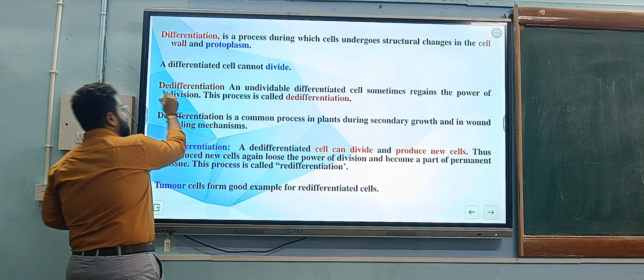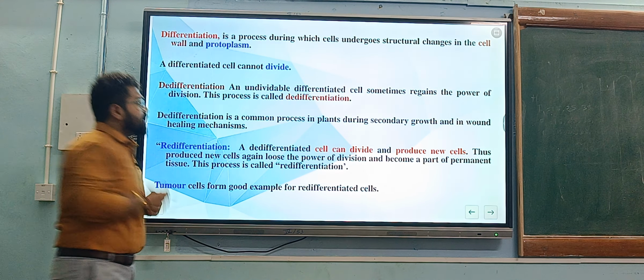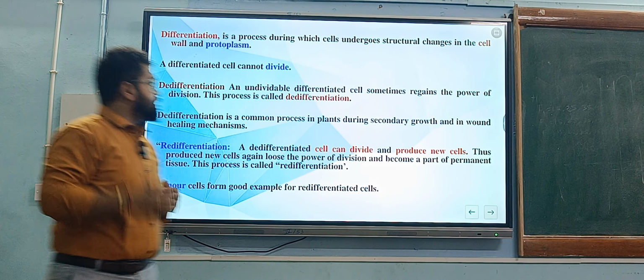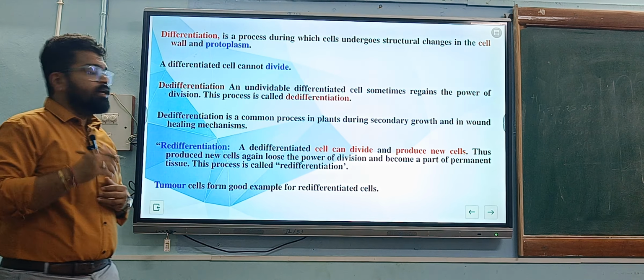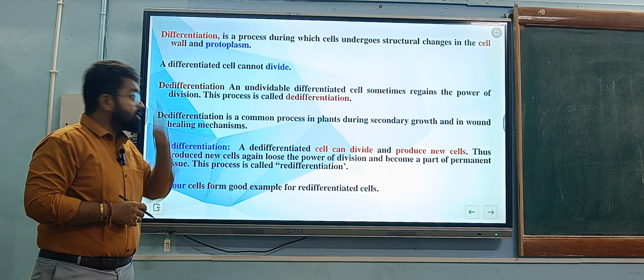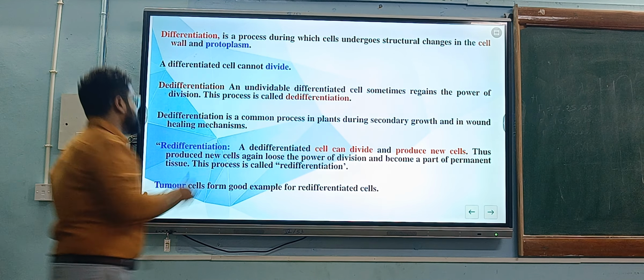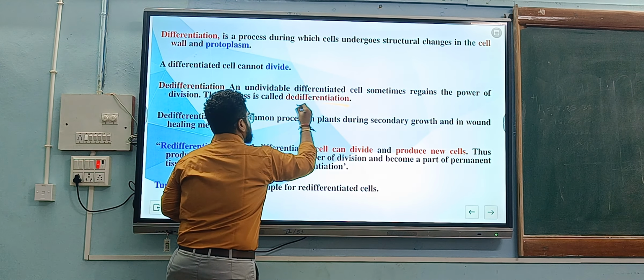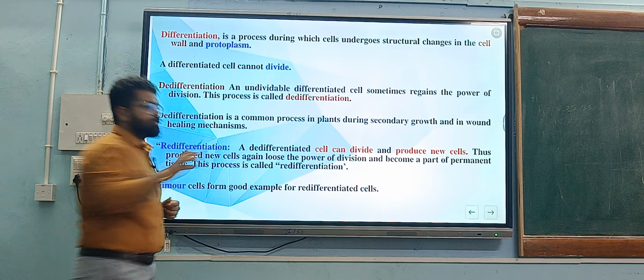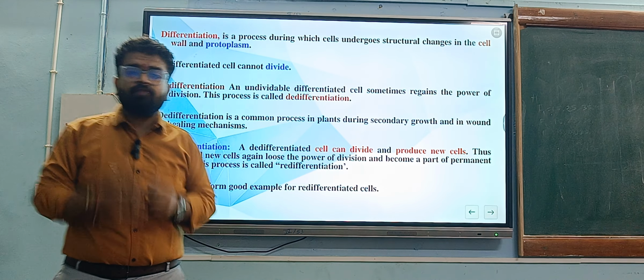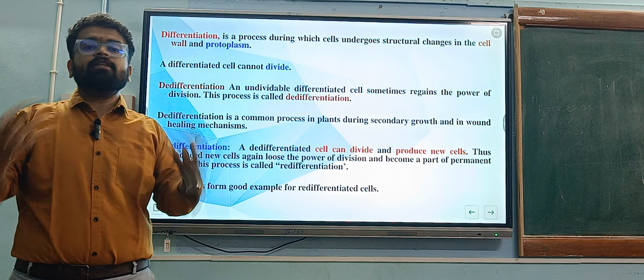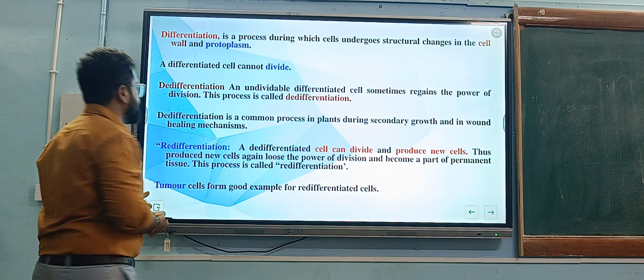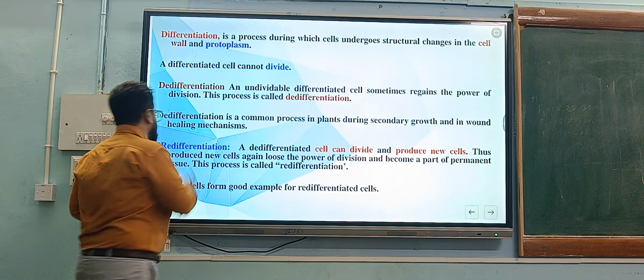Then de-differentiation. What is de-differentiation? An individual differentiated cell, an undividing differentiated cell, sometimes regains the power of division, and that process we call de-differentiation. So once a differentiated cell regains the power of dividing into 2 other cells, we call it de-differentiation. Then redifferentiation.